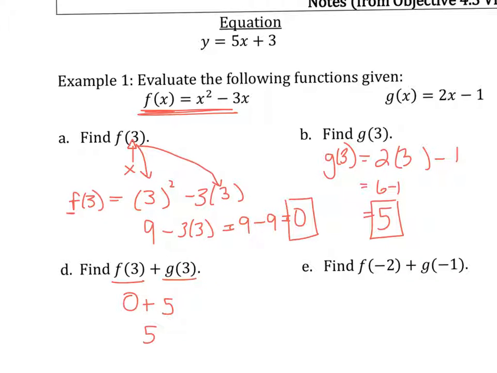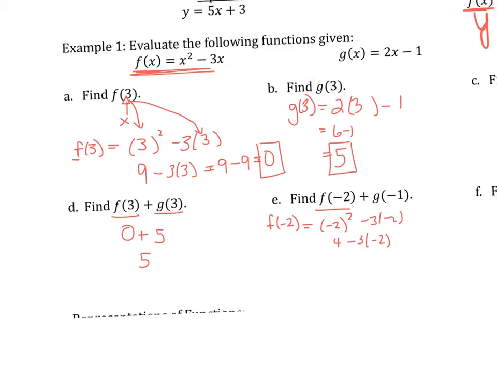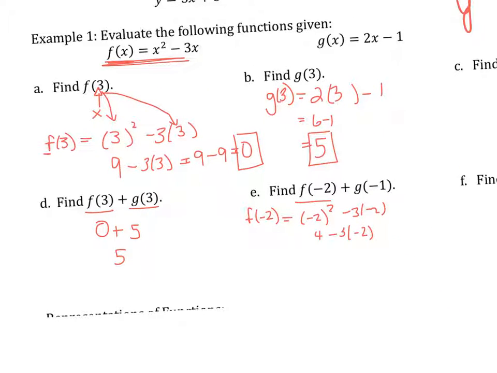Take a look at E. Find f of negative 2 plus g of negative 1. Well, we haven't done either of those, so we have to start with that. F of negative 2. Notice I'm keeping that negative 2 in parentheses. That's really important. Negative 2 squared is 4. Okay, now we have 4 minus 3 times negative 2. We'll do the multiplication first, so 4 plus 6. Finally, we're going to add.